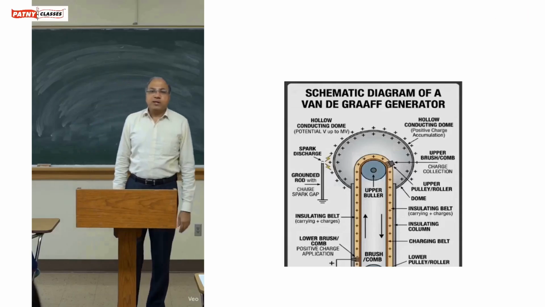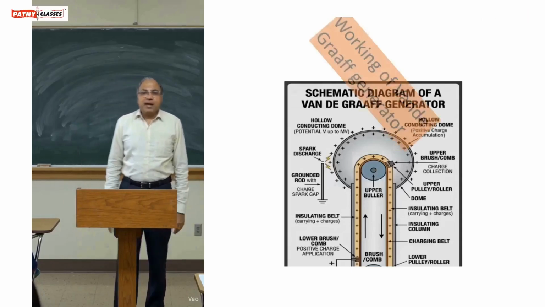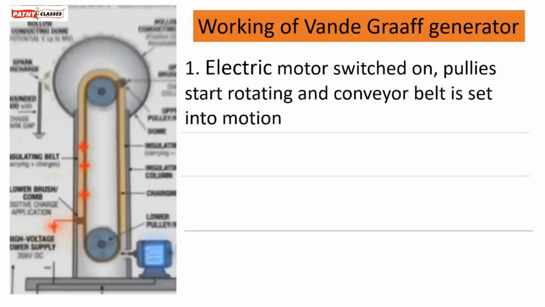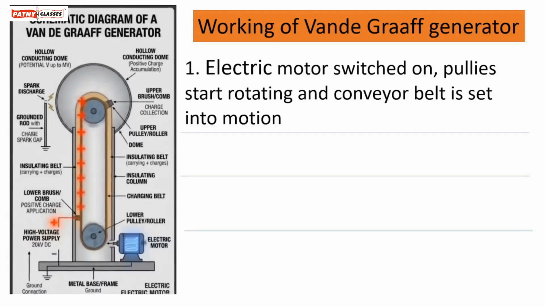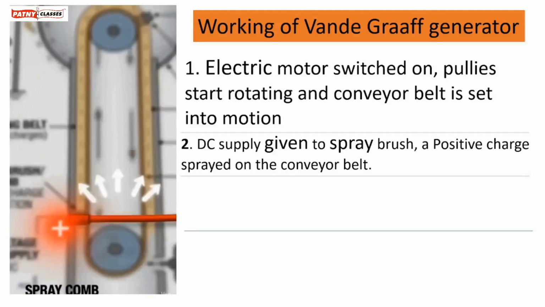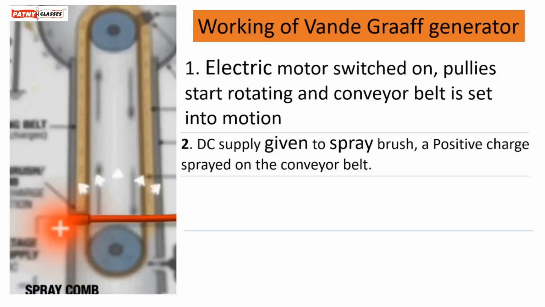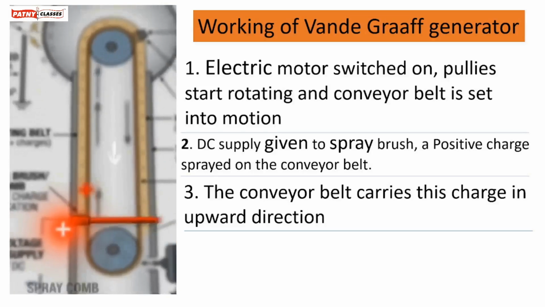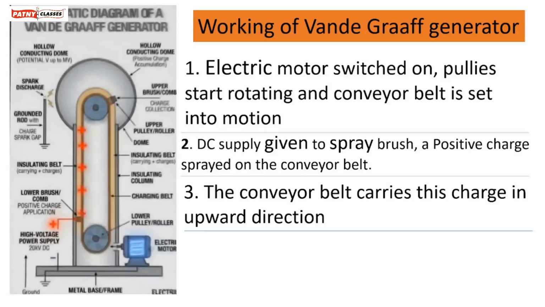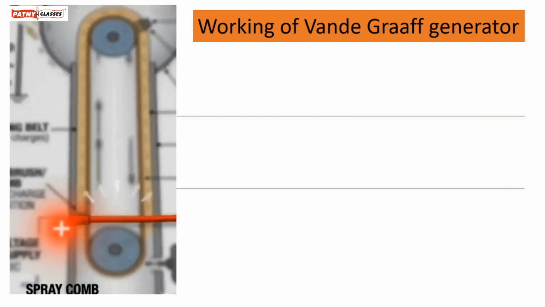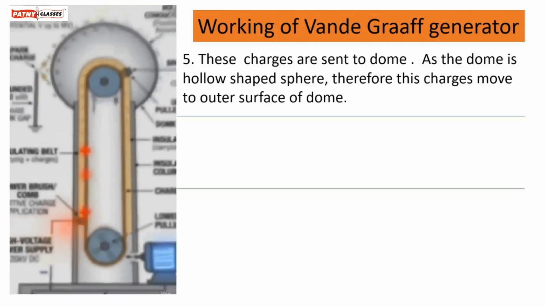Now finally, let us talk about the working of the Van de Graaff generator. The electric motor is switched on, the pulleys start rotating and the conveyor belt is set into motion. Supply is given to the spray brush, and positive charge is sprayed on the conveyor belt. The conveyor belt carries this charge in the upward direction. These charges carried are collected by the collecting brush. These charges are sent to the dome.